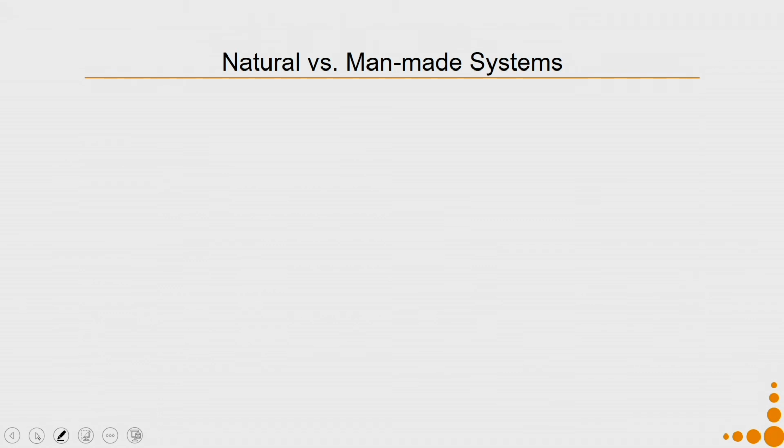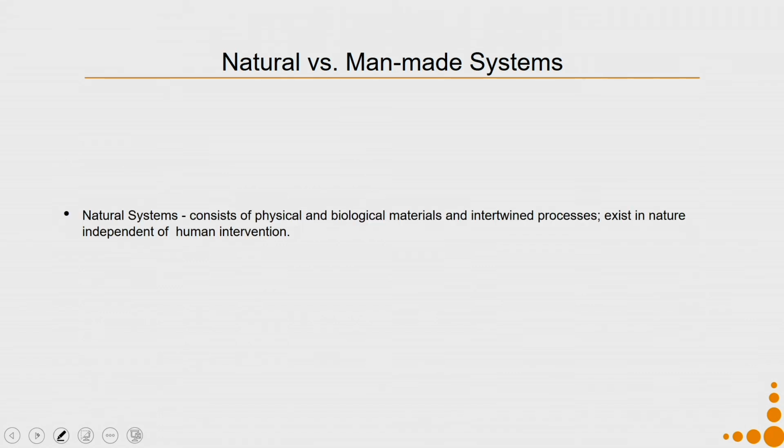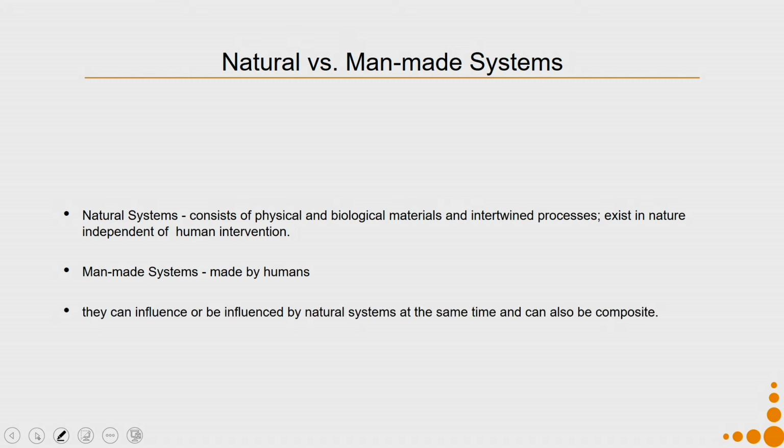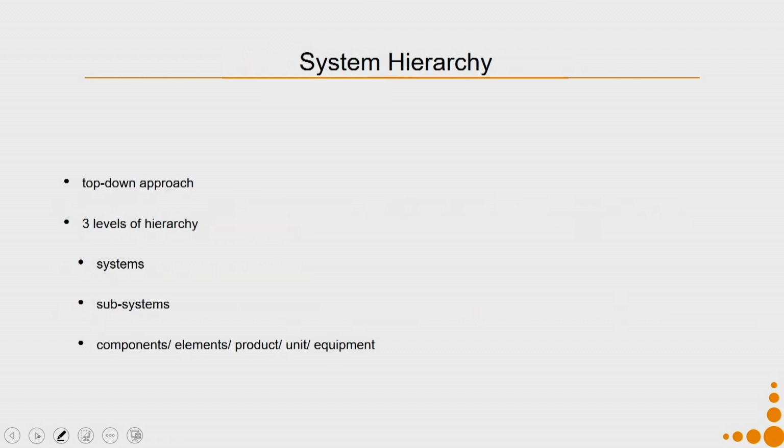Coming to natural versus man-made systems. Natural systems, as we already discussed, consist of physical and biological materials and intertwined processes. They exist in nature independent of human intervention. Man-made systems are made by humans. They can influence or be influenced by natural systems at the same time and can also be composite. Say, for example, agriculture is a man-made system interacting with the natural system.